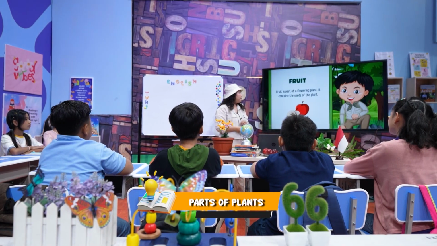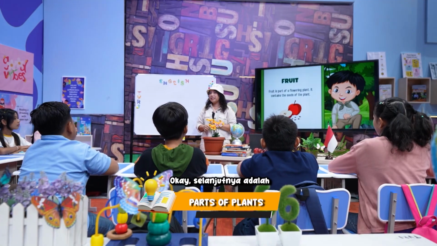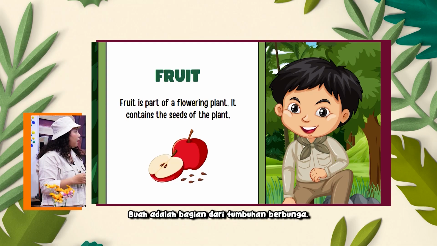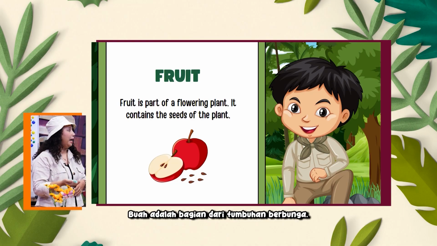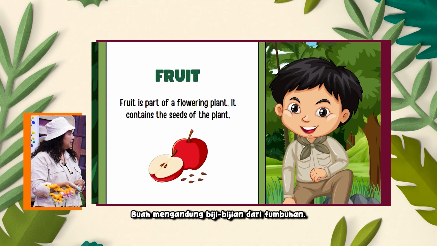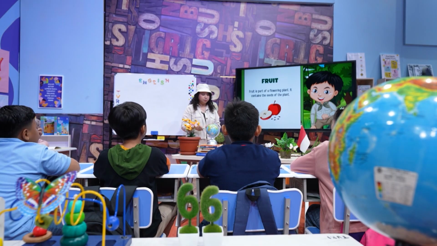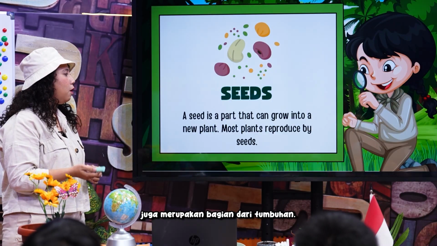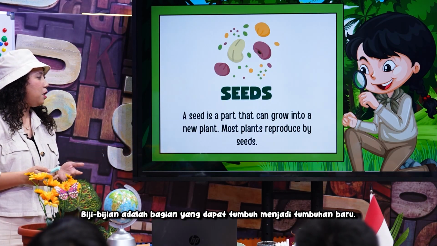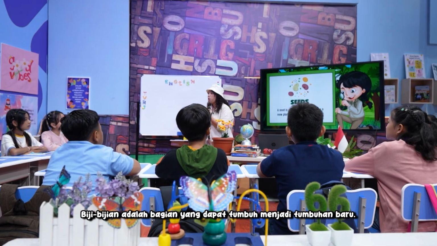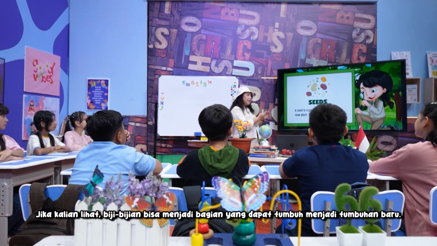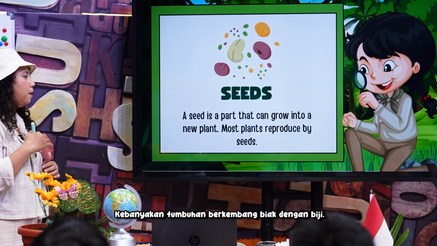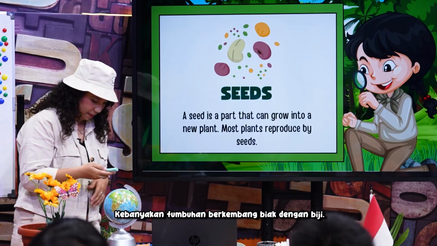Okay, the next is fruit. Fruit is a part of the flowering plant. It contains the seeds of the plants. And the seed is also a part of plant. Yeah, a seed is a part that can grow into a new plant. Jadi, if you see the seed, it can grow into a new plant. And then most of the plants reproduce by the seed.